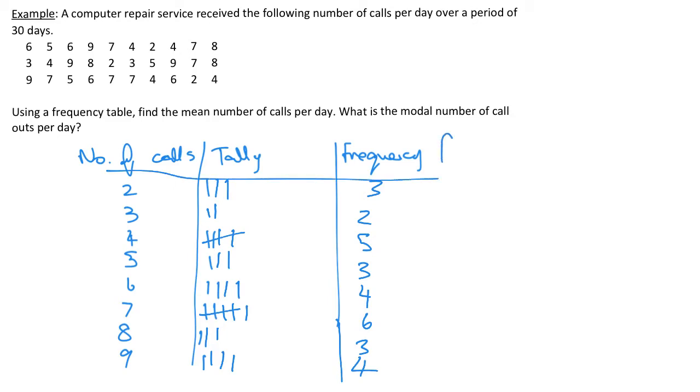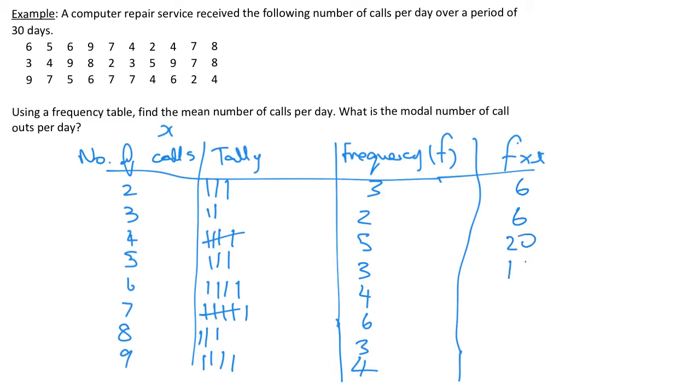Now our frequency is obviously our f value, and the number of calls, that's going to be our x. So if we're working out the mean from a frequency table, we need to work out our fx values, which is f multiplied by x. So if we multiply 2 and 3 together, that'll get us 6. If we multiply 3 and 2, that's another 6. 4 times 5 is 20. 5 times 3 is 15. 6 4s are 24. 7 6s are 42. 8 3s are 24. And 9 4s are 36.